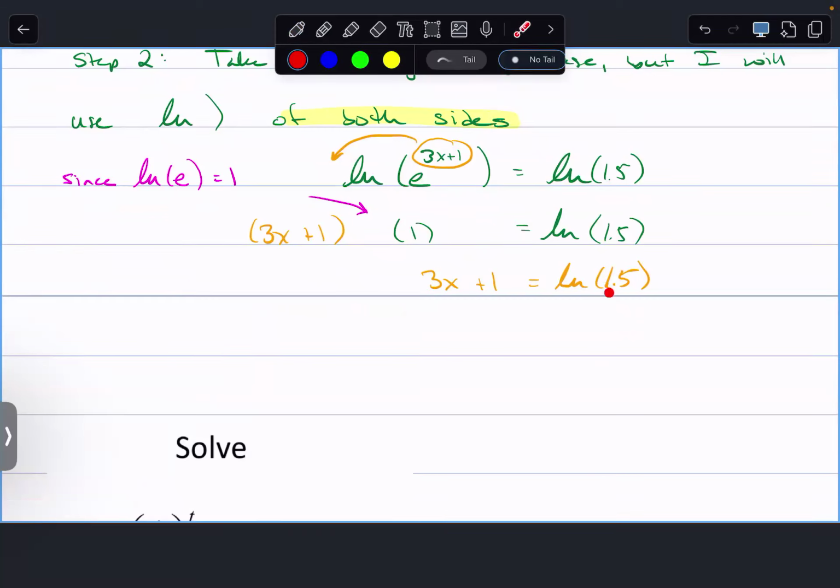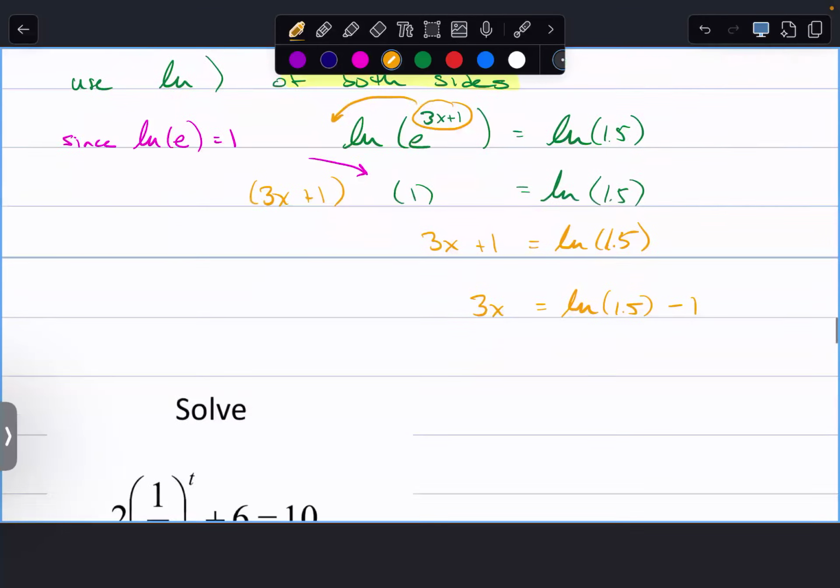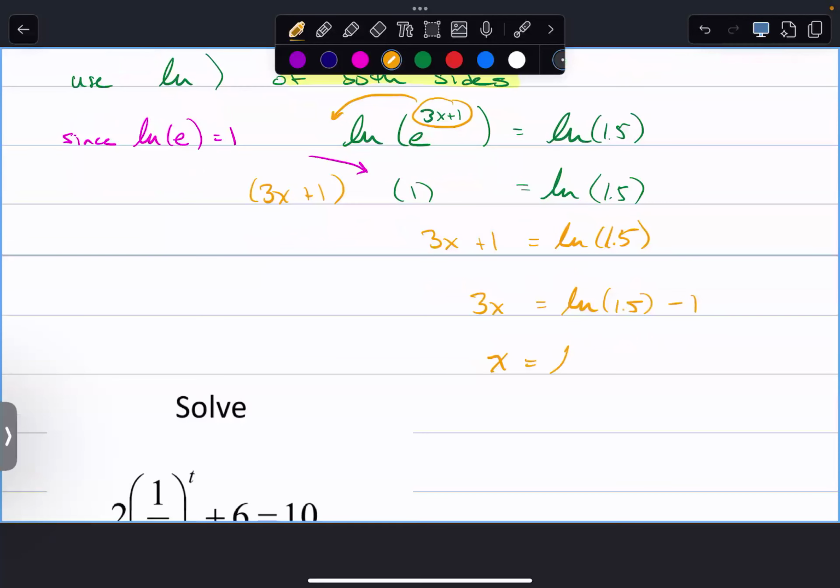I don't care really what it is, but solving for x, I subtract 1 from both sides, and then finally I divide by 3 on both sides. And so I get 3x is the natural log of 1.5 minus 1. So x must be the natural log of 1.5 minus 1 divided by 3. We did it.